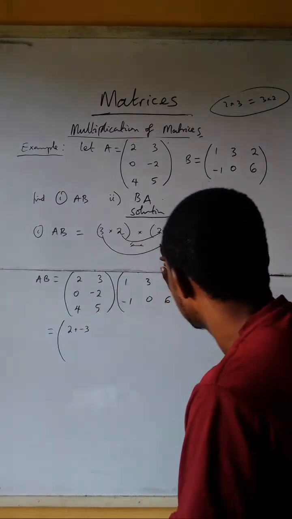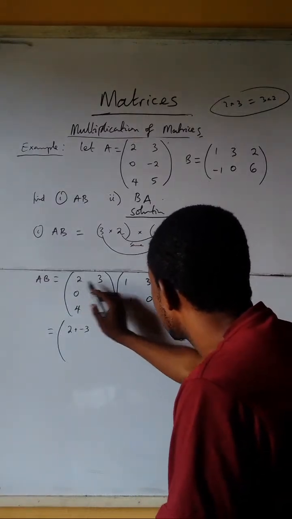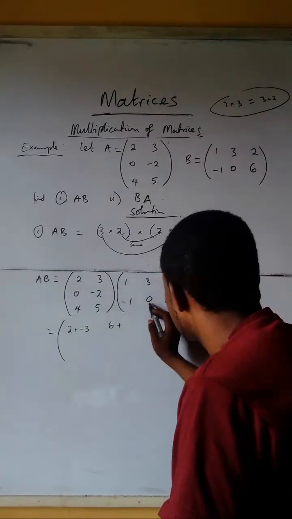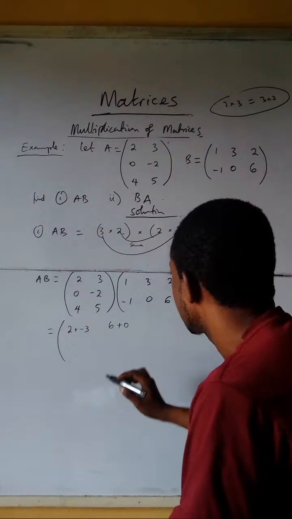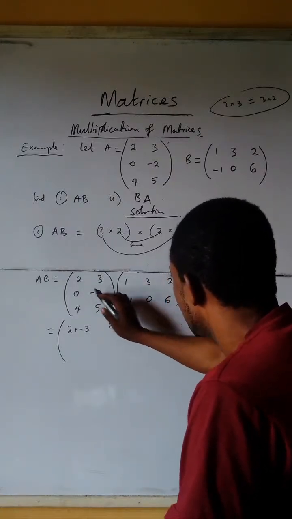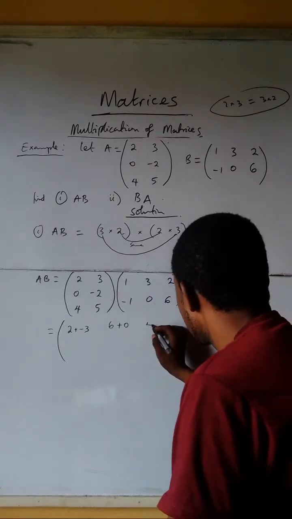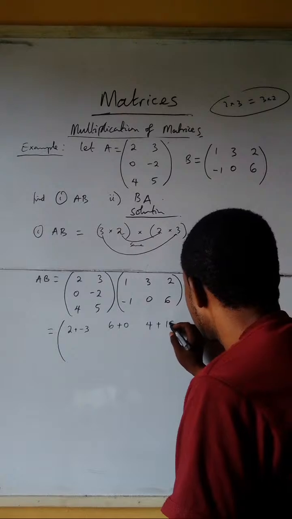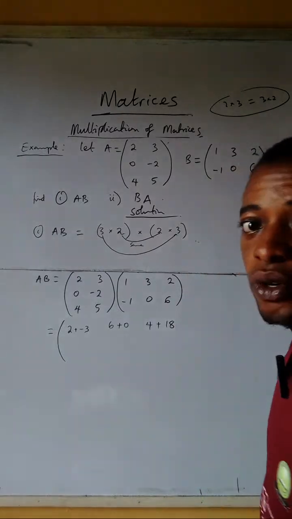Use the same rule to deal with the second column. So 2 times 3, that's 6. Then plus 3 times 0, that's 0. Then again, use the same rule to deal with the next column. So 2 times 2, that's 4. Then plus 3 times 6, that's 18. Then we are done with that.